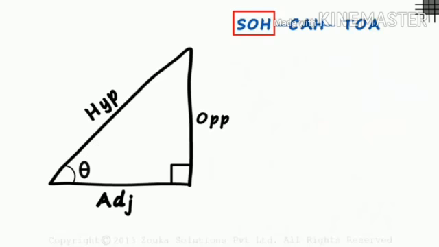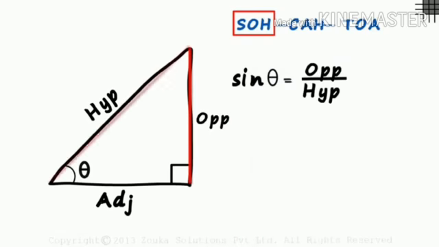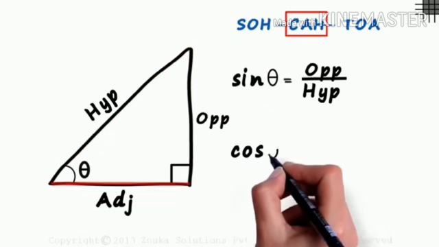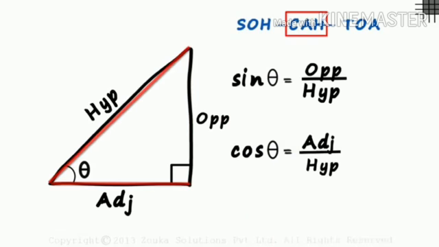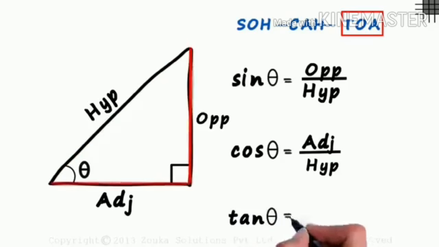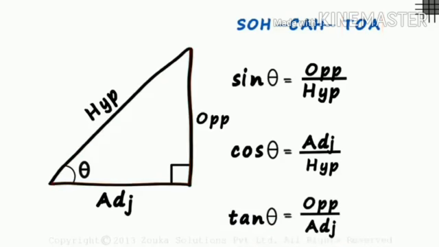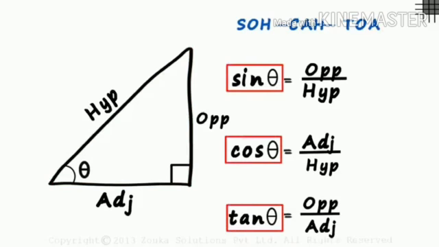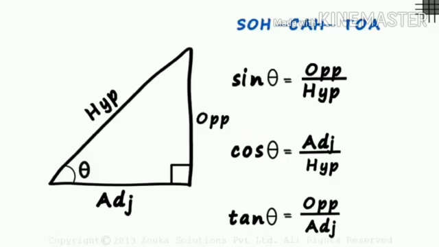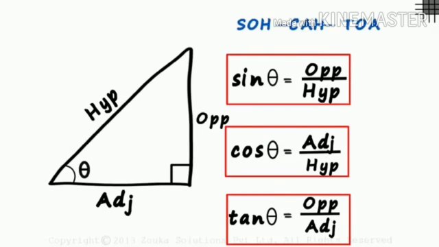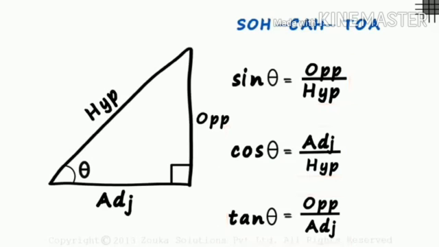SOH tells us that sine theta equals opposite by hypotenuse. CAH tells us that cos theta equals adjacent by hypotenuse. And TOA tells us that tan theta equals opposite by adjacent. Apart from these 3 functions, there are 3 more functions we need to understand. Let me warn you beforehand, the names sound scary, very scary. But if you know the formulae of these 3 functions, they would be really simple.